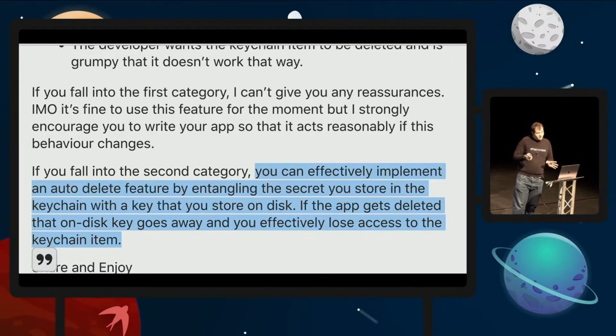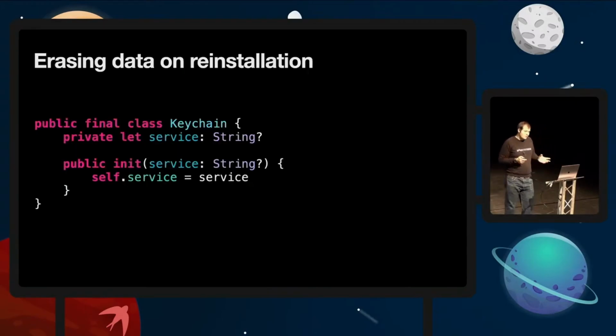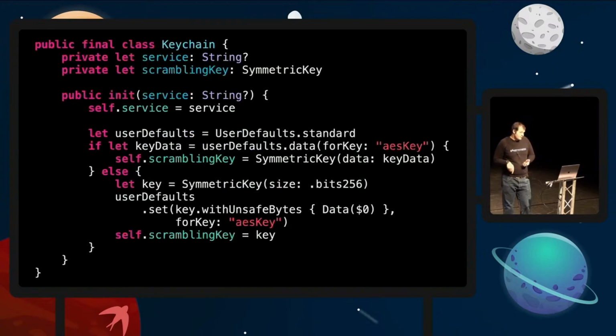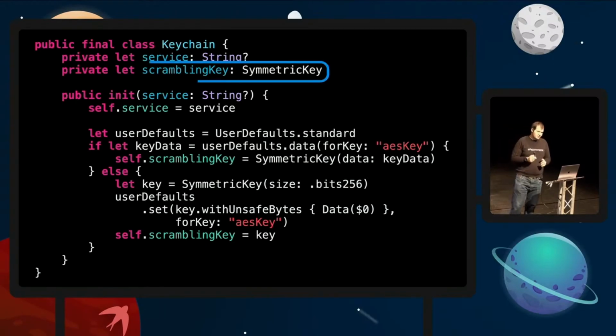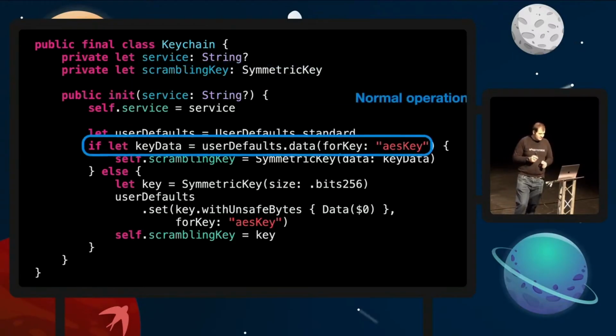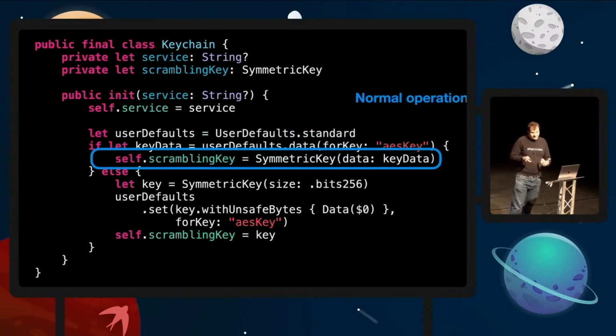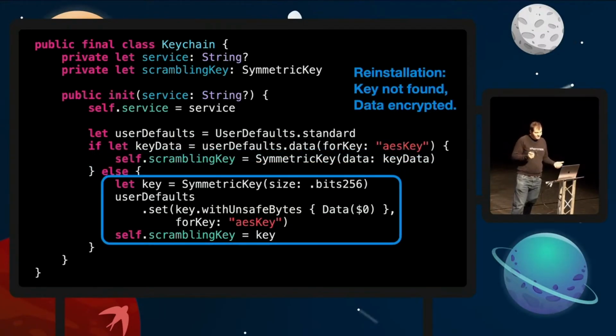Let's do this. Actually, it sounds a bit more complicated, but in fact, it's really simple. We go back to our initializer, we adjust it again, and we put something like this. We have a scrambling key that has to be initialized on each keychain initialization, and we use it either from the user defaults or we create one. So if the key is available, that means that we are running normal operation. There is no reinstallation event in between the keychain initializations, and we just use this key further, and the data will be available with that key. It will be decrypted. But if there is no key available, we create a new one.